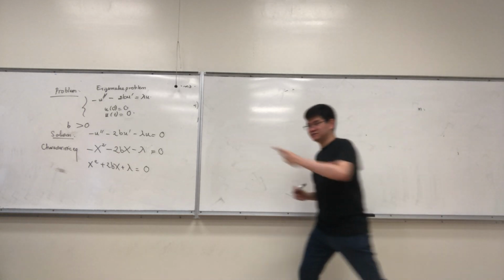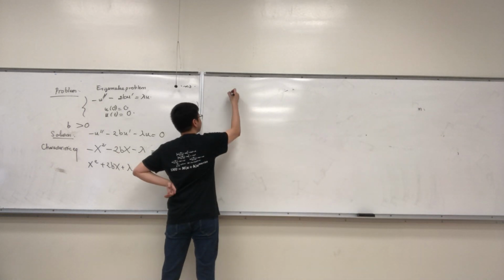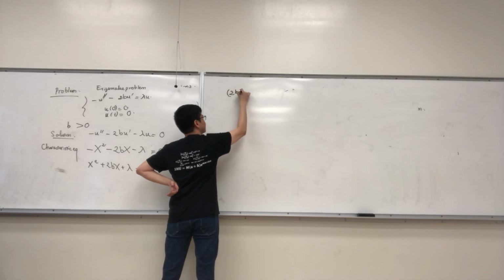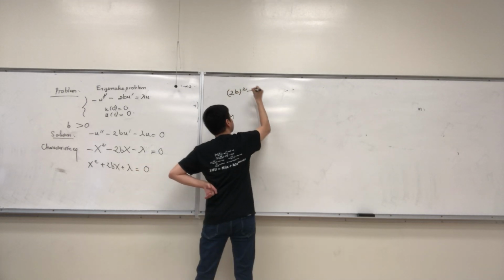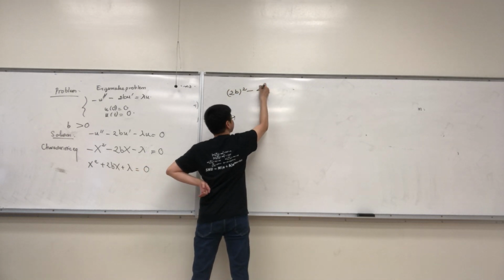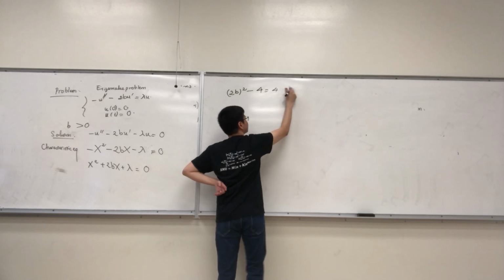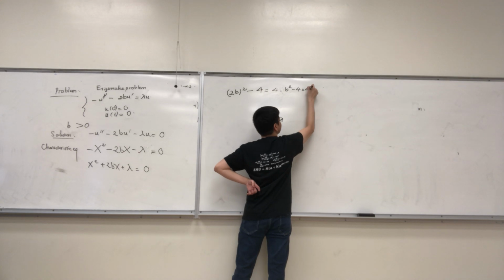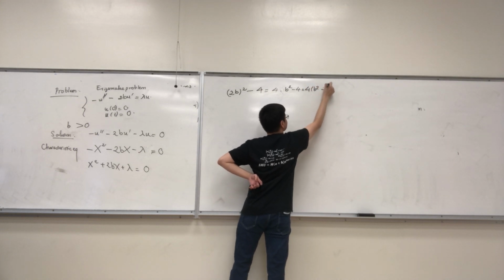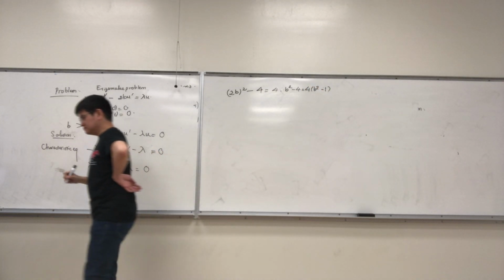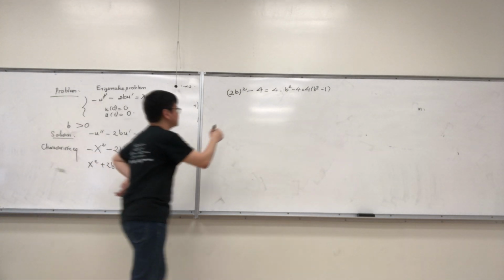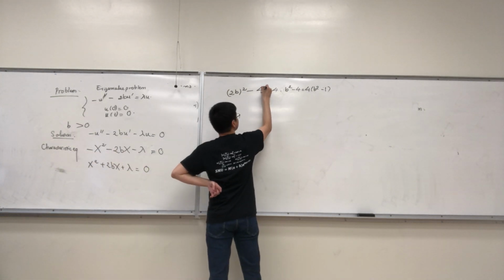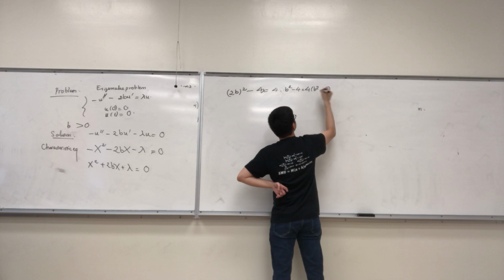Three cases, yes. Can you sign the second case? So you have 2b squared minus 4, and so this is 4b squared minus 4, and this is 4b squared minus 1. This is lambda. This is 4 lambda, and this is lambda.